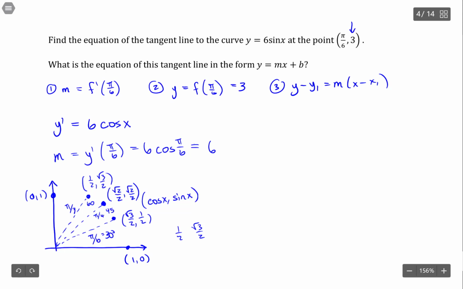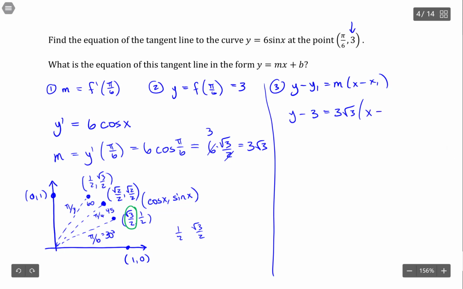So anyhow, 6 times cosine pi over 6, that's going to be this value right here, root 3 over 2. 2 goes into 6 3 times, so that leaves me 3 root 3. Okay, now I think I'll section off here. y minus y1, which is 3, equals my slope, 3 root 3, times x minus x1, which is pi over 6. So y minus 3 equals 3 root 3x minus 3 root 3 times pi over 6.